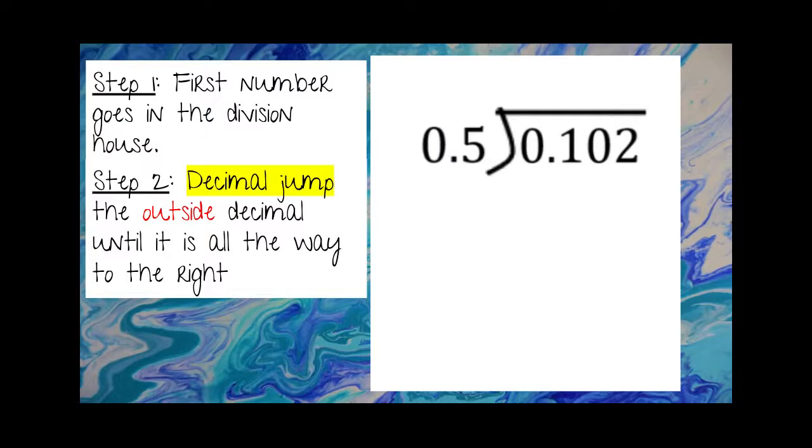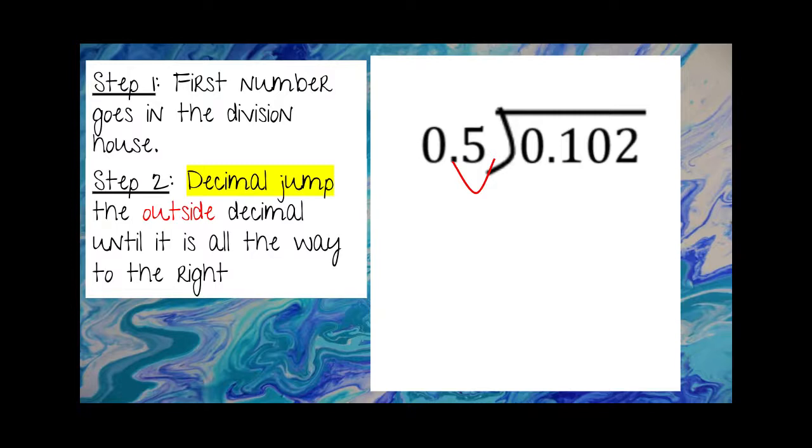So one of the extra steps is we have to do a little decimal jump on the outside because we're not allowed to have that decimal out there. That's illegal. We're not allowed to have it in there. They're going to come get you. So get rid of it. So we're going to scoot it on over until it's all the way to the right. That was only one jump.